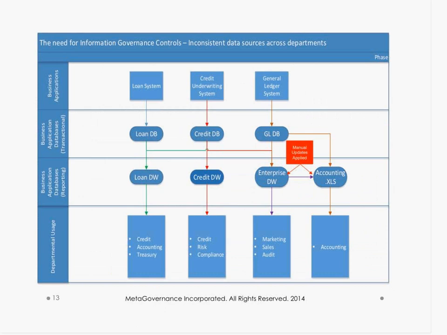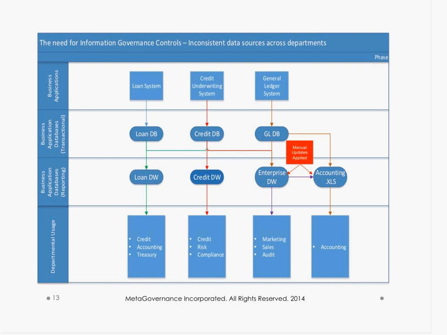Right, so moving forward, just to give you an example here of the need for these controls. In this example, I've got three applications: a loan system, an underwriting system, and a GL. This is always much more complicated than three, but I'm just trying to keep this straightforward. Those systems have three underlying databases: loan, credit, and GL. The loan system has its own data warehouse. The credit system has its own data warehouse. And along the way, so that people could see both loans and credits together, they created an enterprise data warehouse.